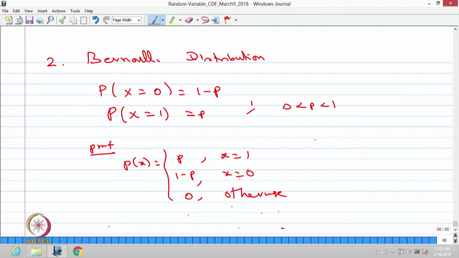You can draw the CDF of this discrete type random variable. X takes a value 0. So, till 0 it is 0. At 0 there is a jump of height 1 minus p. At the point 1 it has another jump, that jump value is p, therefore, it touches 1.